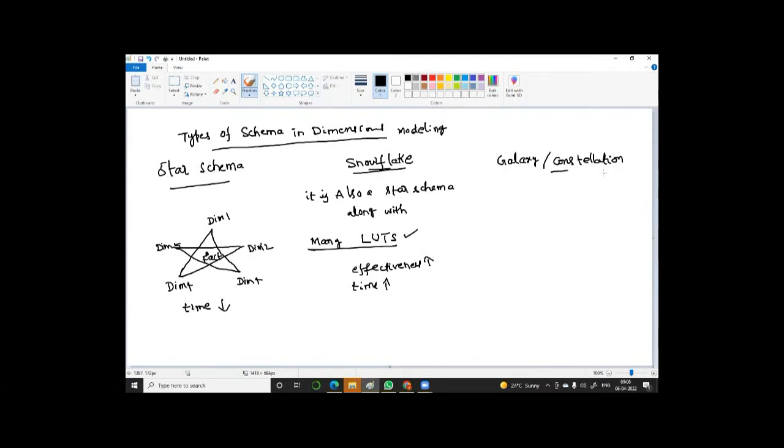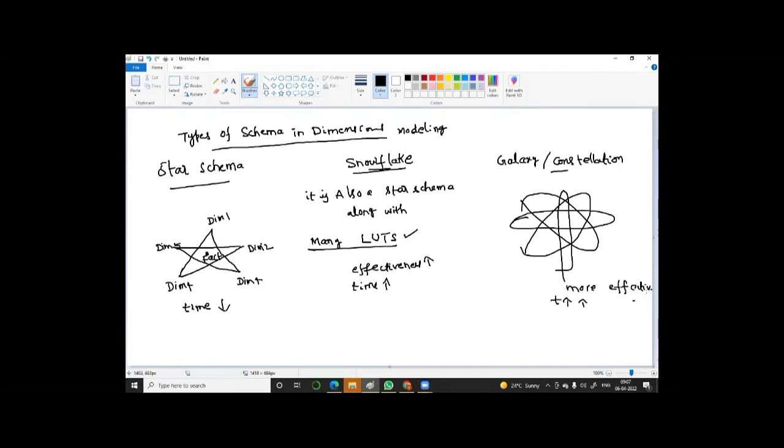Coming to the Galaxy or constellation schema, it is actually a combination; there is no separate thing. Constellation, you might understand, is like satellites with some symbol like this. Different satellites rotate around us, which is how we use the internet. It means a group of things, like a group of stars. So it is more complex and more effective, but processing time will be high.